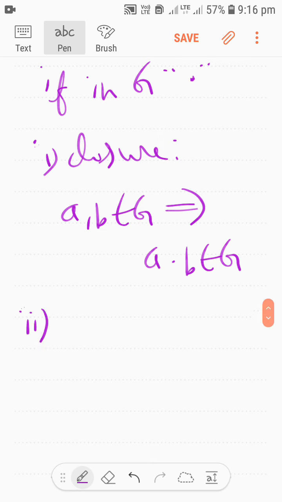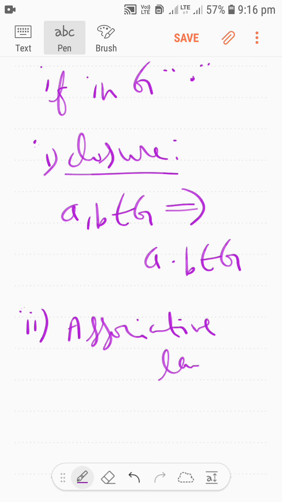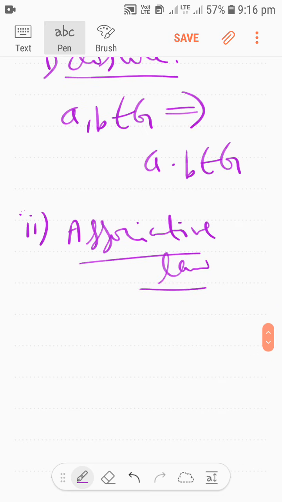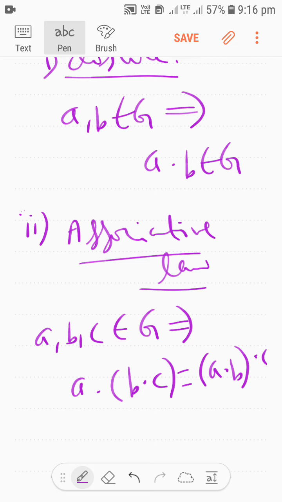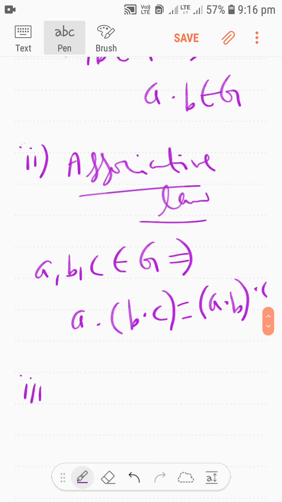The second one is associative law. From school itself we studied that associative law. Associative law is nothing but we take three elements from the group, a, b, c belong to G, then (a dot b) dot c equals a dot (b dot c). If this is satisfied, we can say associative law is satisfied. Then now we are going to see existence of identity element.